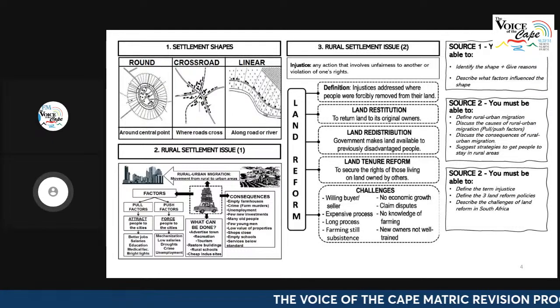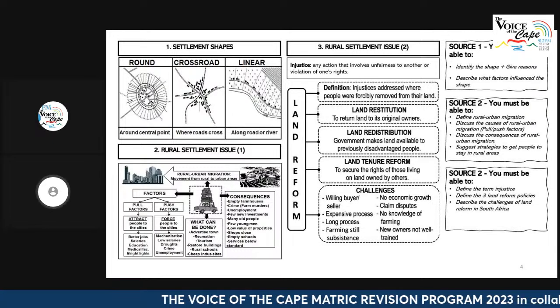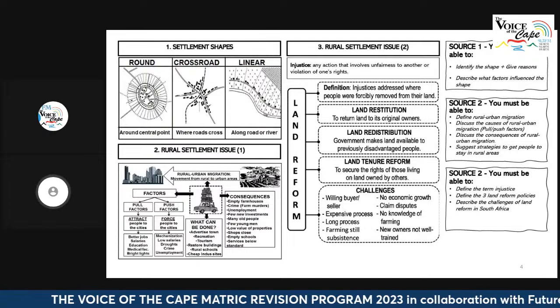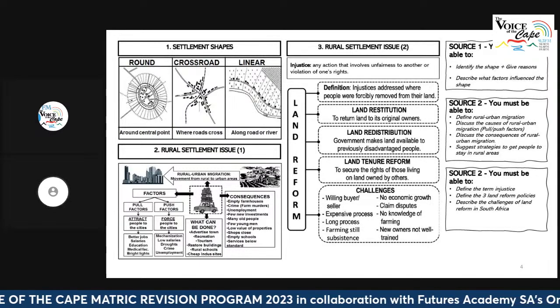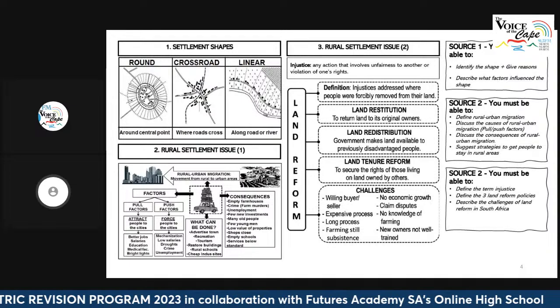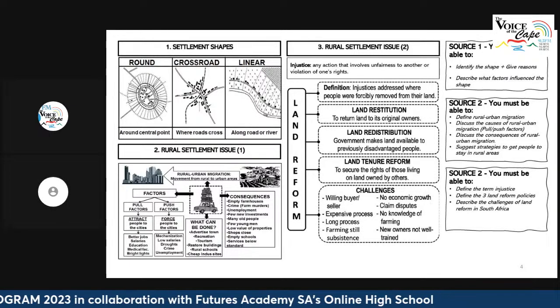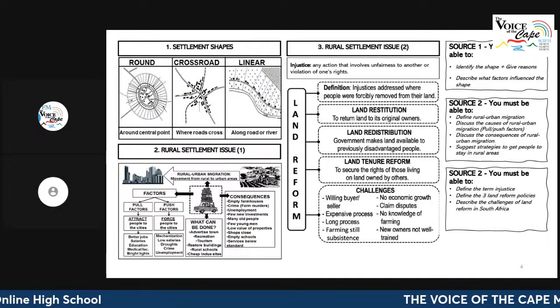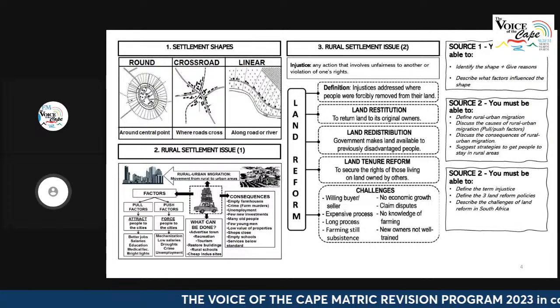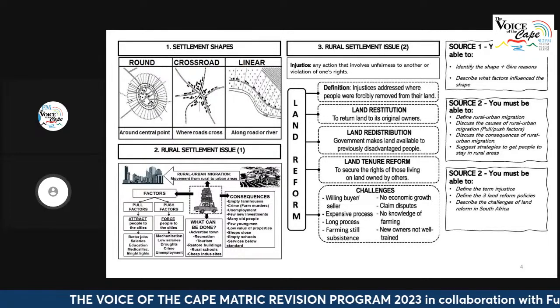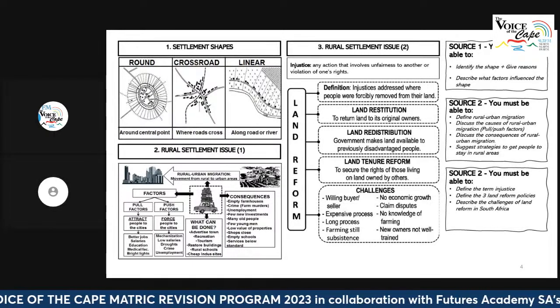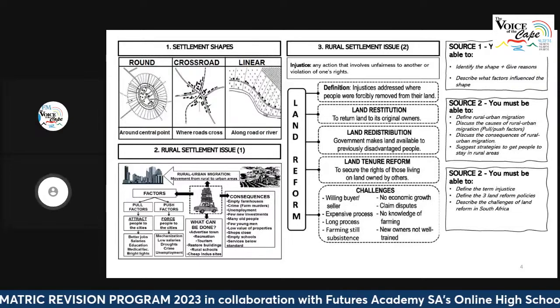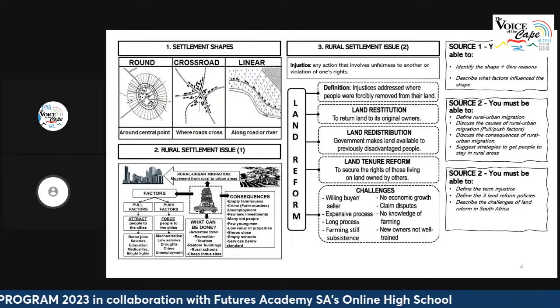Also, new owners are not well trained. So the question could ask you, what are the challenges? And then the second part of the question could be, what strategies could we use to avoid this? Again, look for the common trends. The first thing that you would do is education and skill development. You could do things of that sort to help grow the new owner. So bear in mind, you would get either one or the other.